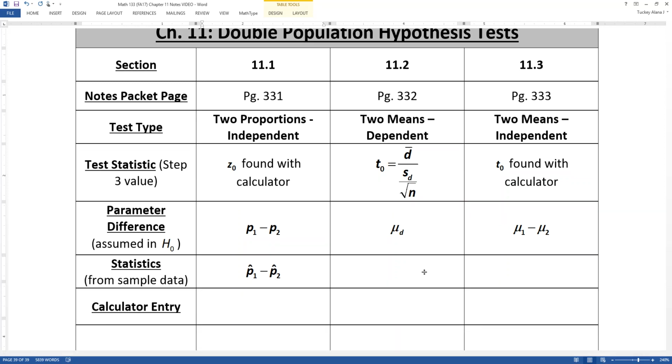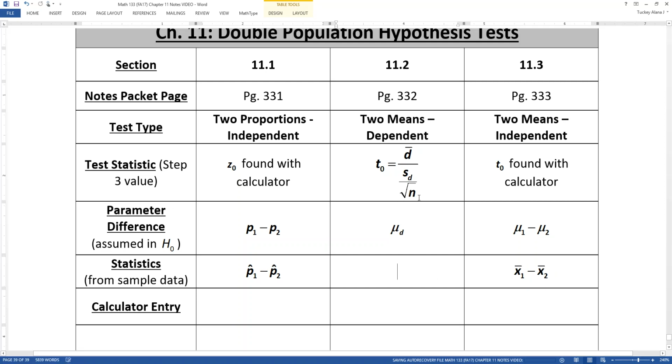All right, now what about the difference in independent means? Let's do 11.3. Well, by the same token, it's x bar 1 minus x bar 2. So we use the sample difference between those two samples. We take the mean of one sample, the mean of the other sample, and we find the difference between those two, and we're using that to test what we thought the difference in the population values was.